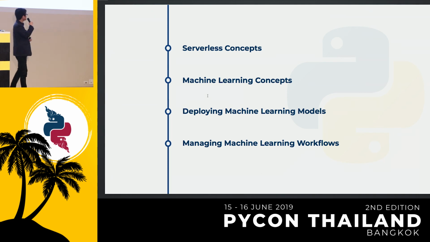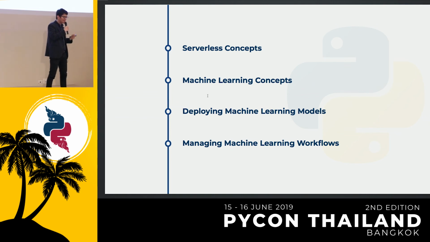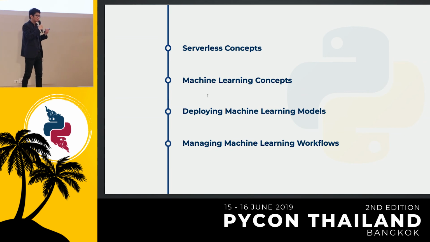To summarize, what we did today is talk about serverless concepts, machine learning concepts, and how you deploy machine learning models in different ways. In my examples, I used SageMaker, I used AWS Lambda, and I also used step functions to help us manage our machine learning workflows.